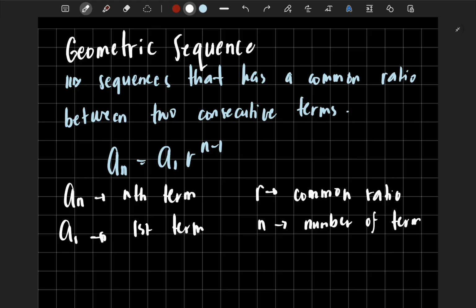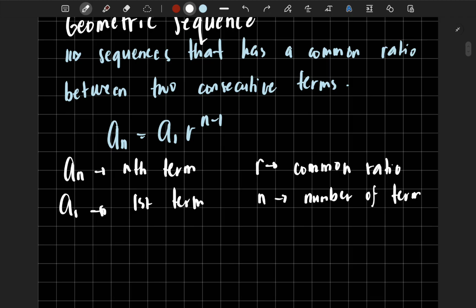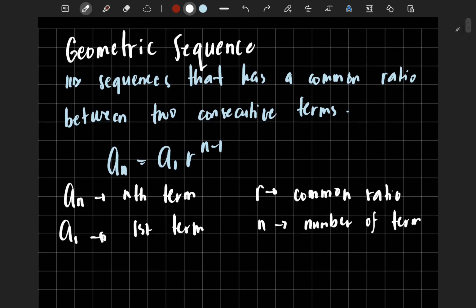So when we say geometric sequence, these are the sequences that have a common ratio between two consecutive terms, wherein that common ratio is a constant. Okay, so we have here our given formula of a geometric sequence: a sub n is equal to a sub 1 times the common ratio raised to n minus 1, wherein a sub n is the nth term. So itong formula yung ginagamit natin if we want to find a certain term on our geometric sequence. A sub 1 is the first term, r is the common ratio, and n is the number of terms.